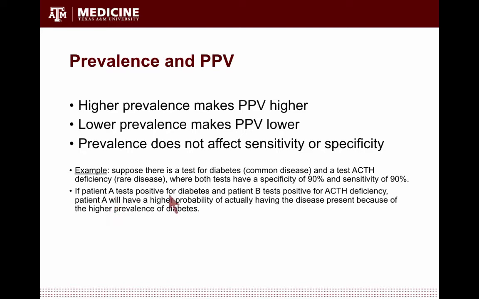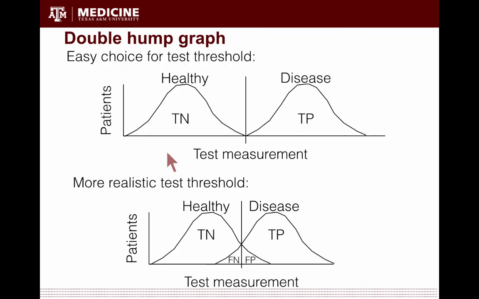If patient A tests positive for diabetes and patient B tests positive for ACTH deficiency, patient A will have a higher probability of actually having the disease present because of the higher prevalence of diabetes. And this is a property of how prevalence changes what PPV is. The double hump graph is commonly seen on the Step 1 examination.